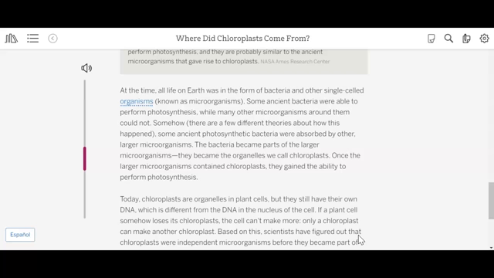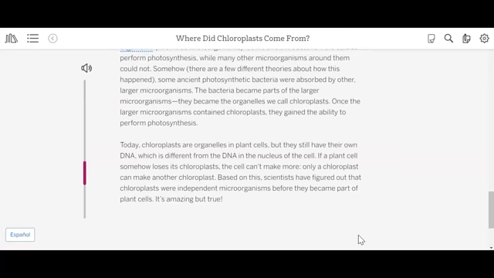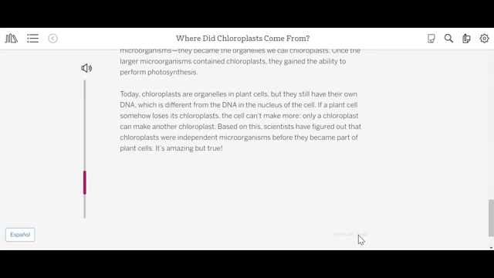Today, chloroplasts are organelles in plant cells, but they still have their own DNA, which is different from the DNA in the nucleus of the cell. If a plant cell somehow loses its chloroplast, the cell can't make more. Only a chloroplast can make another chloroplast. Based on this, scientists have figured out that chloroplasts were independent microorganisms before they became a part of plant cells. Amazing, but true.